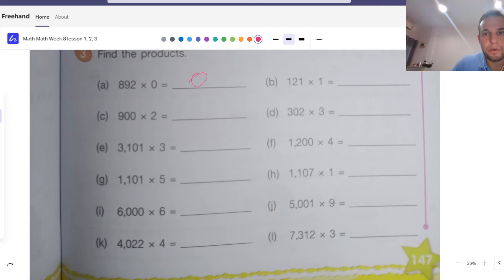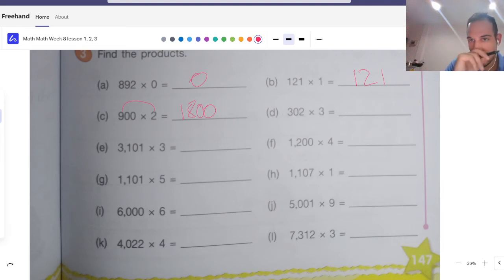900 times, we'll go this way. 121 times 1 is the same thing as the beginning. 1 times anything is the number, the original number. Now we have times 2. 2 times 900. Everything is 0, so we can multiply the 9 times 2, and we have 18, 0, 0. Then we have 302 times 3. 3 times 2, 6. 3 times 0, 0, and 3 times 3 is 9.